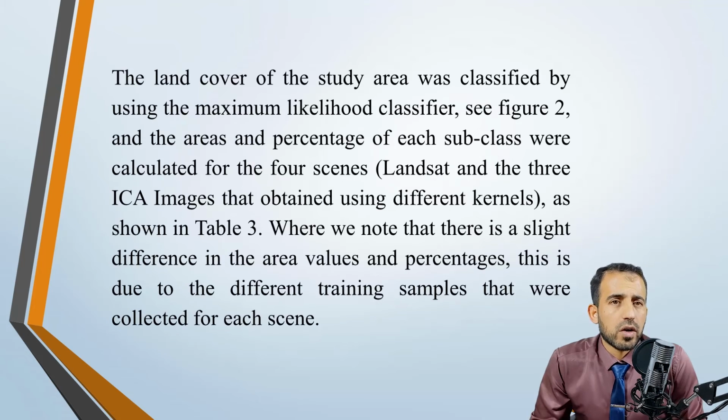The land cover of the study area was classified by using the maximum likelihood classifier, as shown in Figure 2. The areas and percentage of each subclass were calculated for the 4 scenes, Landsat and 3 ICA images obtained using different kernels, as shown in Table 3. We note that there is a slight difference in the area value and percentage; this is due to the different training samples that were collected for each scene.